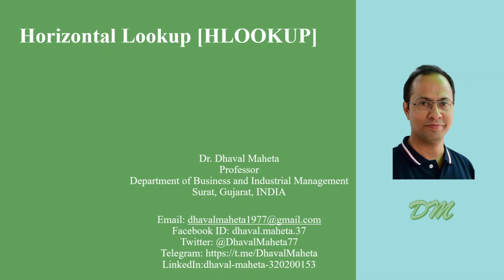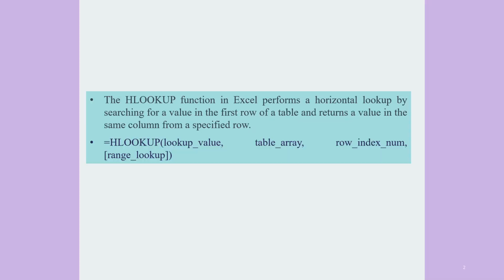This is Dr. Dhaval Maheta, and today we will understand horizontal lookup, that is HLOOKUP function in Excel. The HLOOKUP function in Excel performs a horizontal lookup by searching for a value in the first row of a table and returns a value in the same column from a specified row. The syntax for HLOOKUP is HLOOKUP, into the brackets, lookup value, table array, row index number, and range lookup.